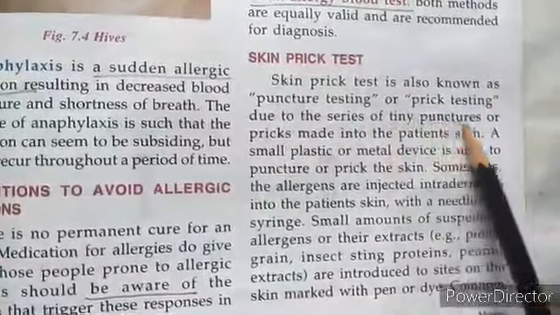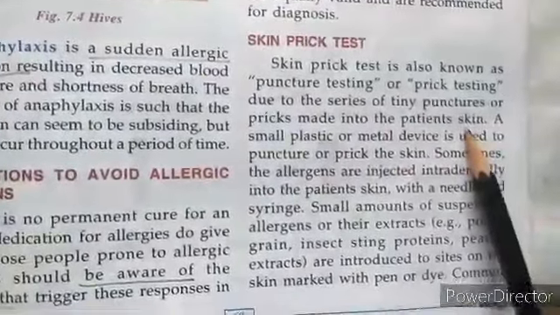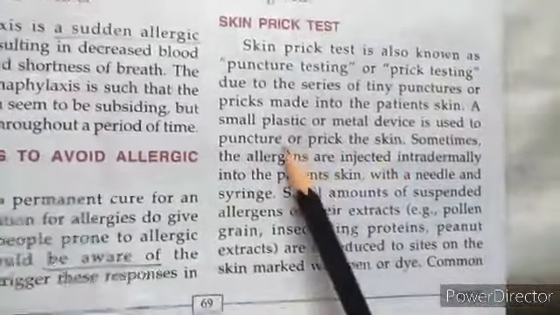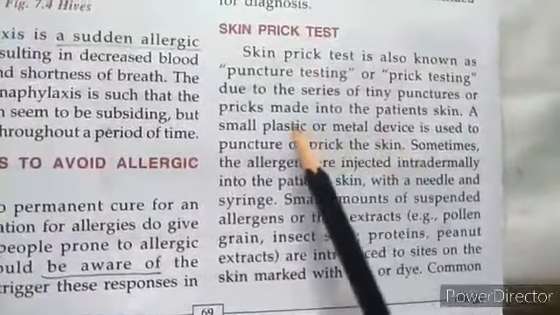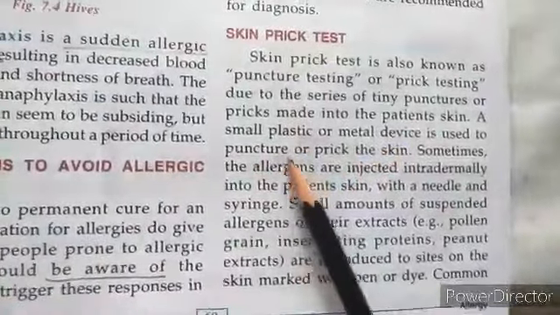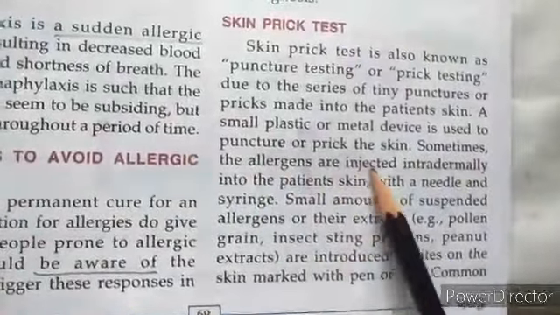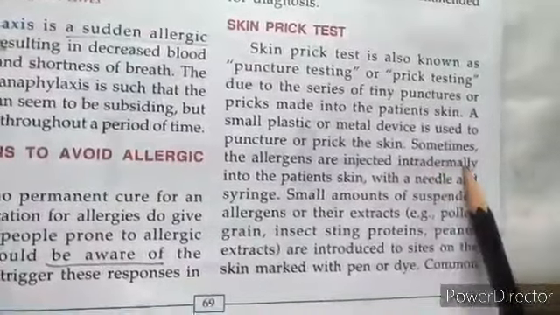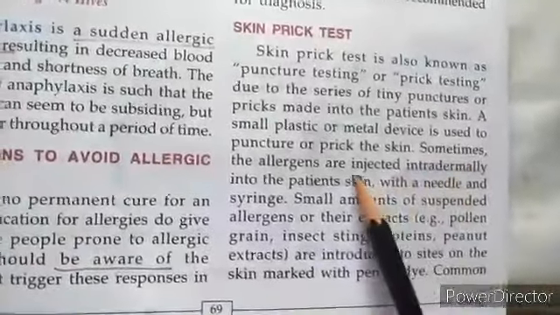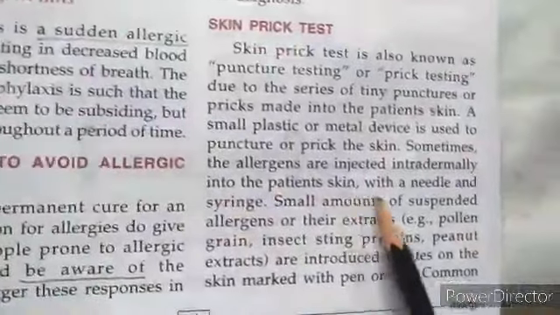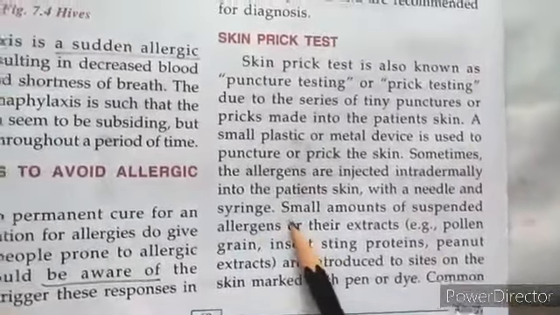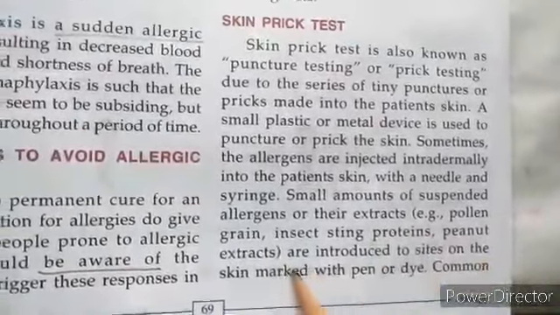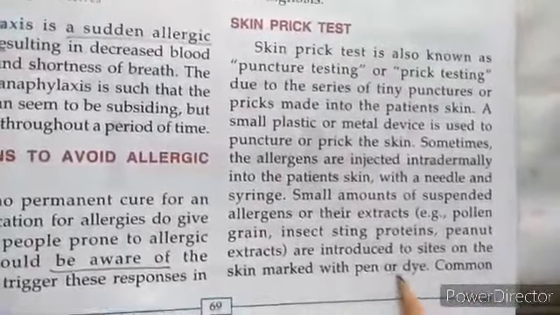It involves a series of tiny punctures or pricks made into the patient's skin. A small plastic or metal device is used to puncture or prick the skin. So there are small pokes made by a metallic device like a needle or a plastic one with a sharp edge. Sometimes the allergens are injected intradermally into the patient's skin. Intradermal means inside the skin, not deep, only skin deep. An injection of allergens is done directly into the patient's skin with the help of a needle or syringe. Some amount of suspended allergens or their extracts, like pollen grains, insect sting protein, or peanut extracts, are introduced to the site on the skin marked with pen or dye.